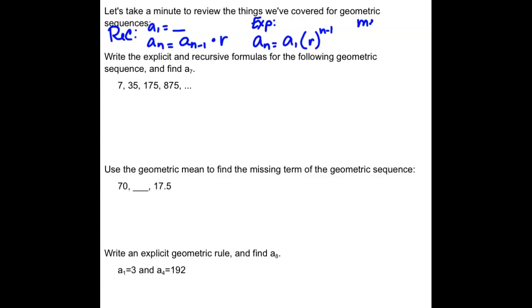We also found a geometric mean by multiplying the two terms together and square rooting that. So this is where we have, first term, missing a middle term, and then a third term. We can find that missing term by multiplying them and square rooting it. All right, and then we had some summation formulas.